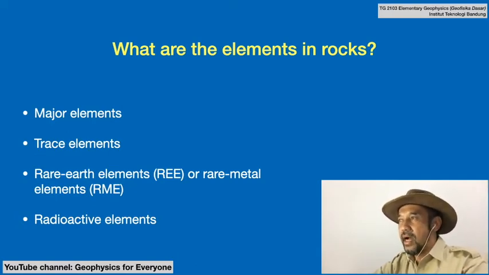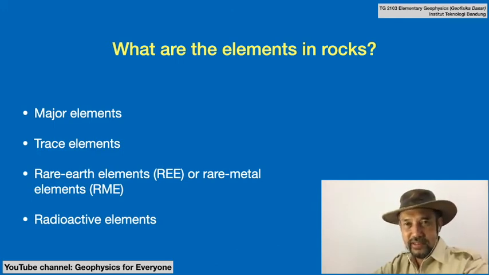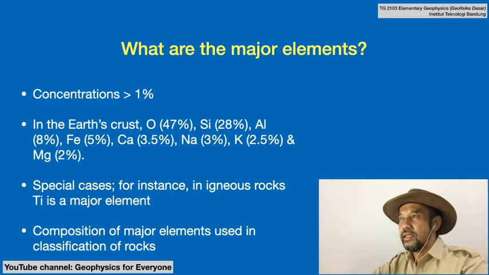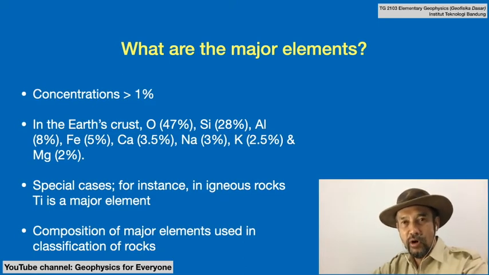Based on their abundance or properties, the elements in rocks could be divided into what's so-called major elements, trace elements, the rare earth elements or rare metal elements, and radioactive elements. So, what are the major elements? In simple terms, the major elements are those elements which have concentrations of 1% or more in rocks.